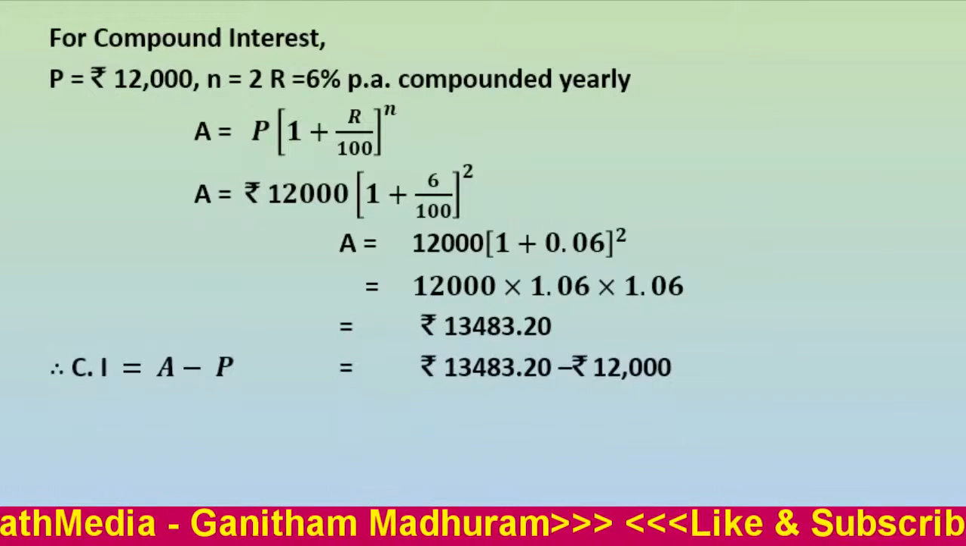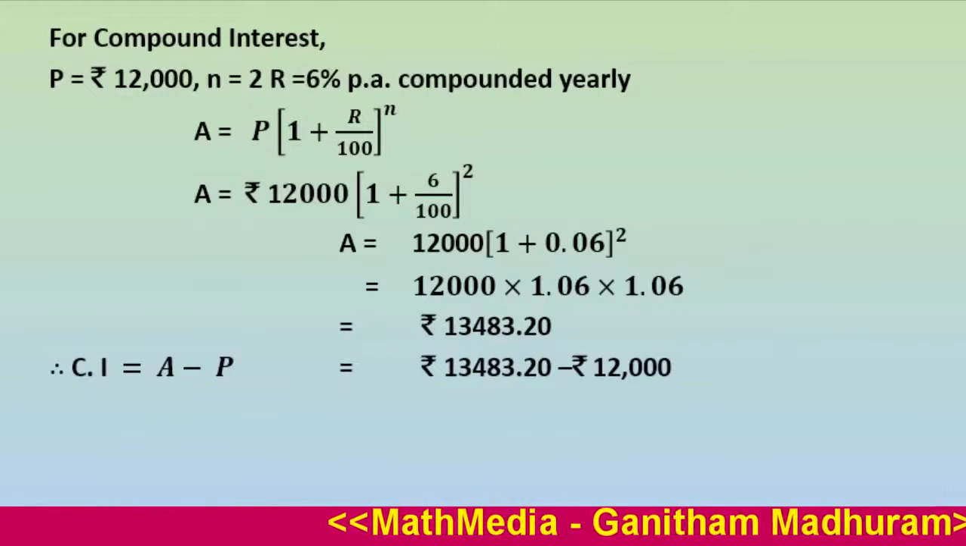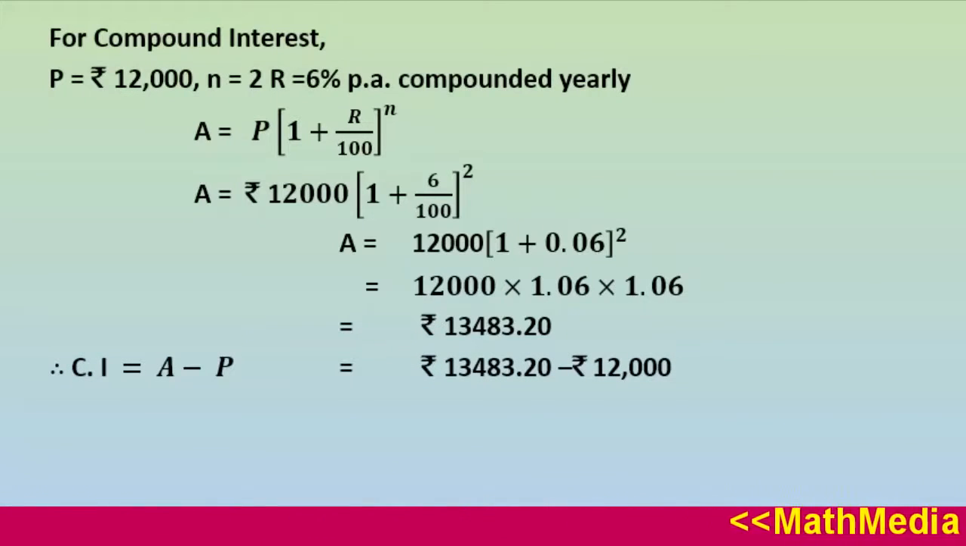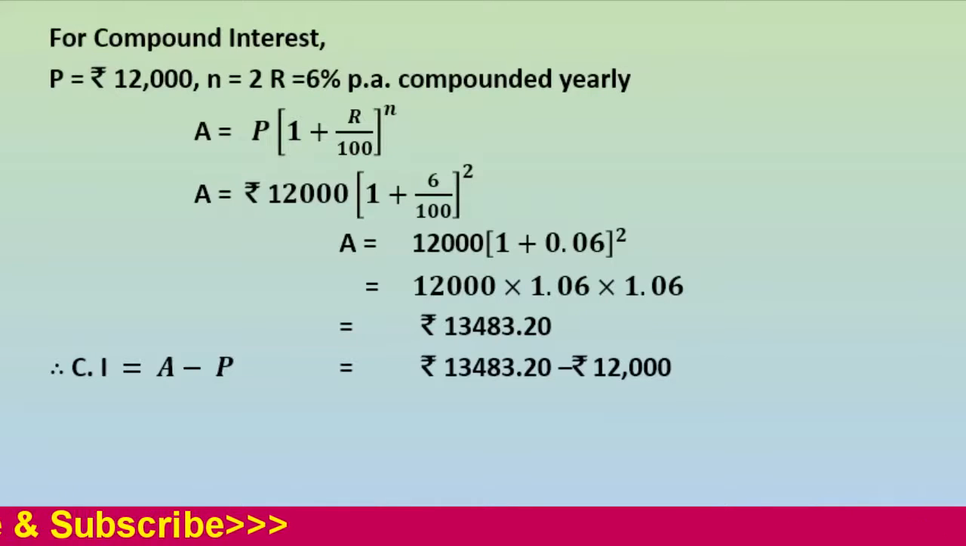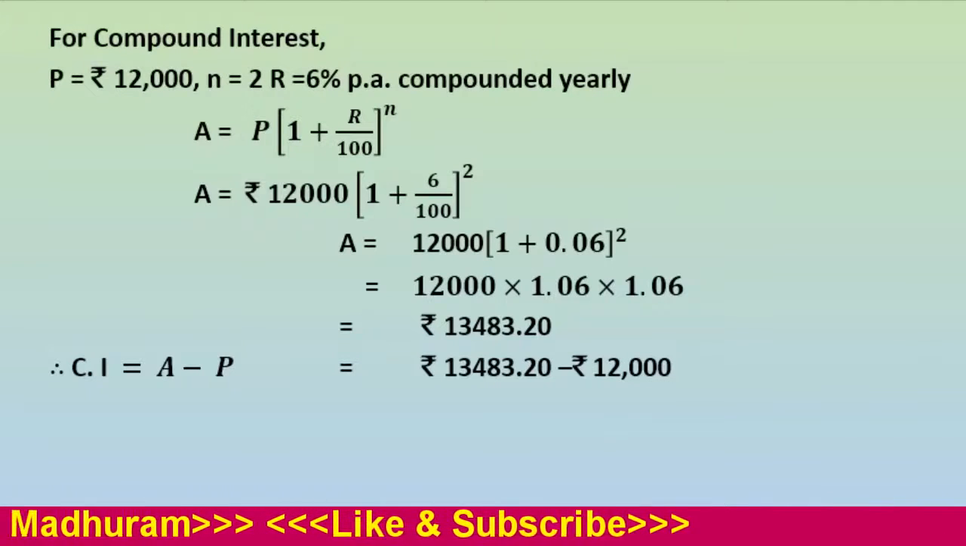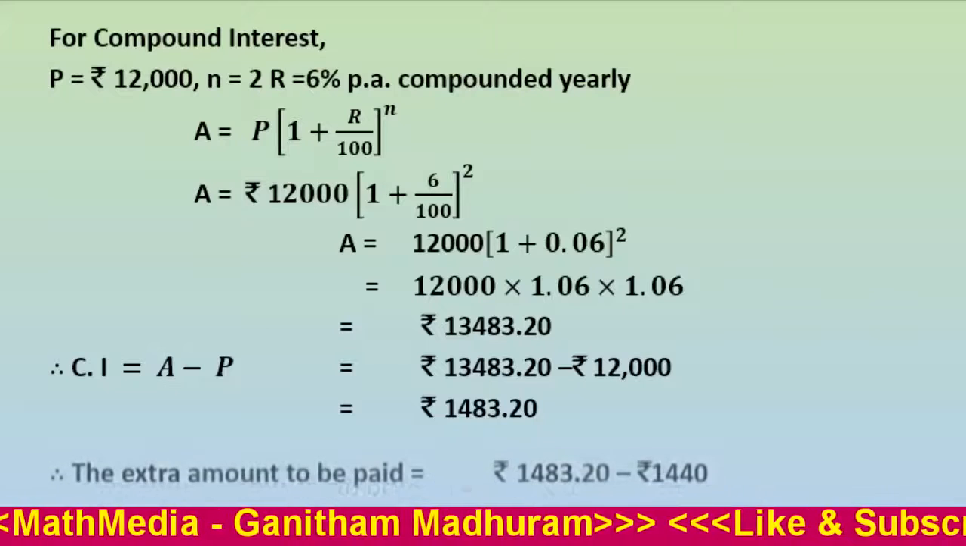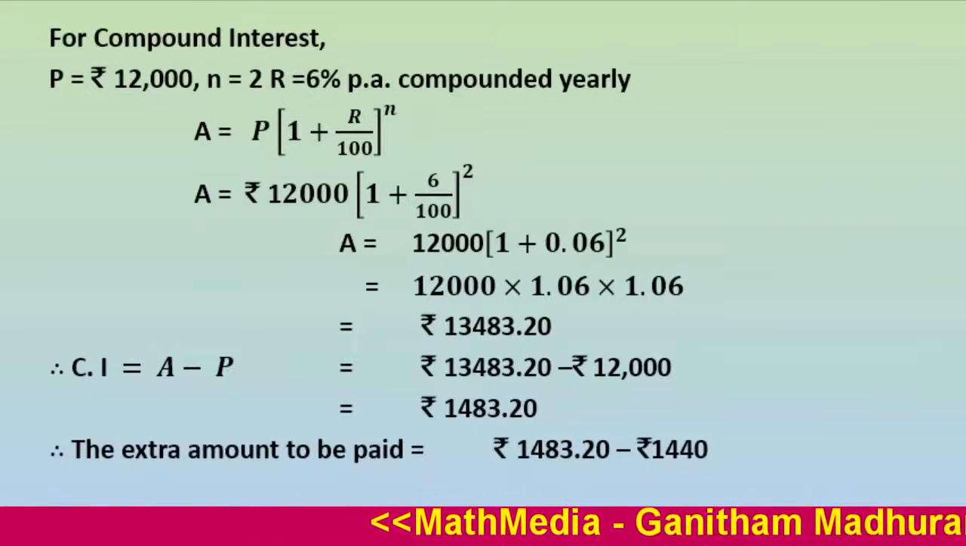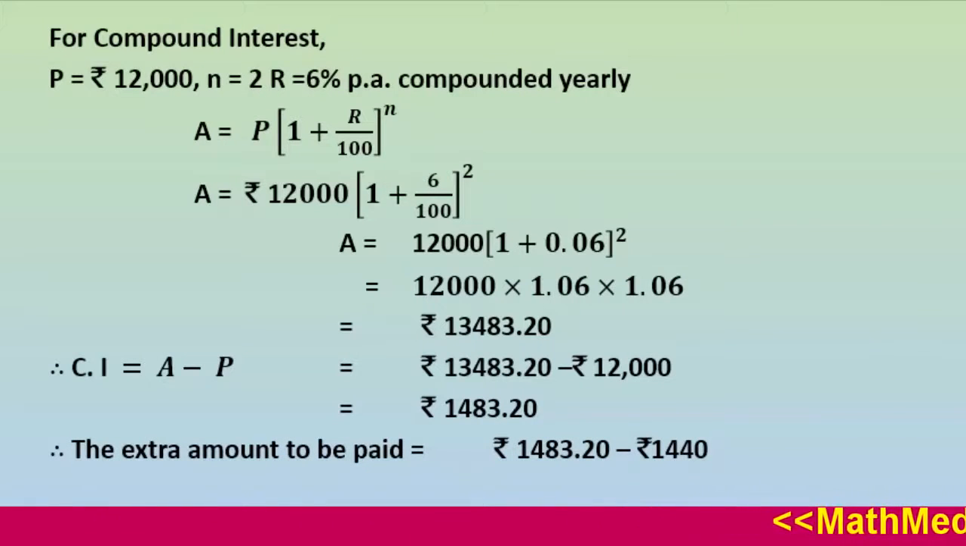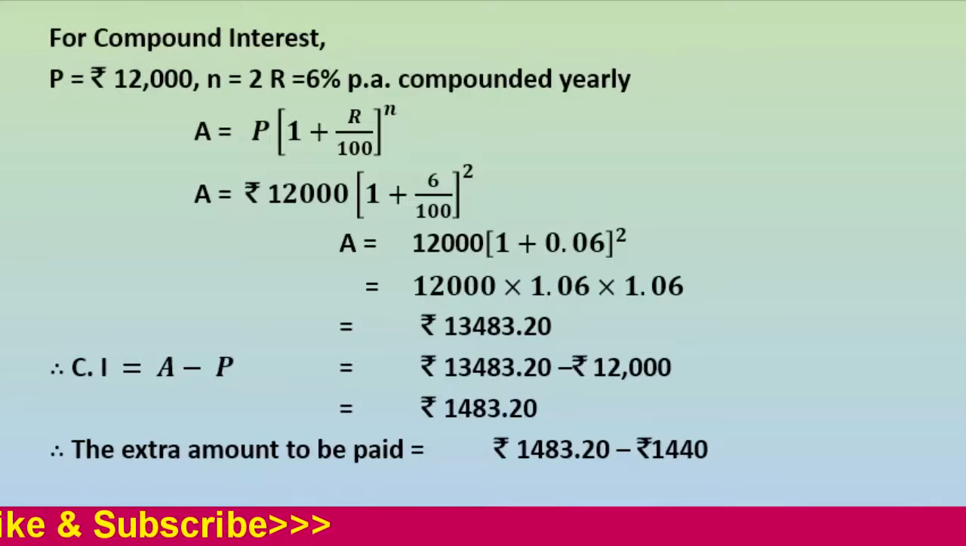Now what will be the compound interest? A minus P. That is equal to 13,483.20 minus 12,000, which gives rupees 1,483.20.